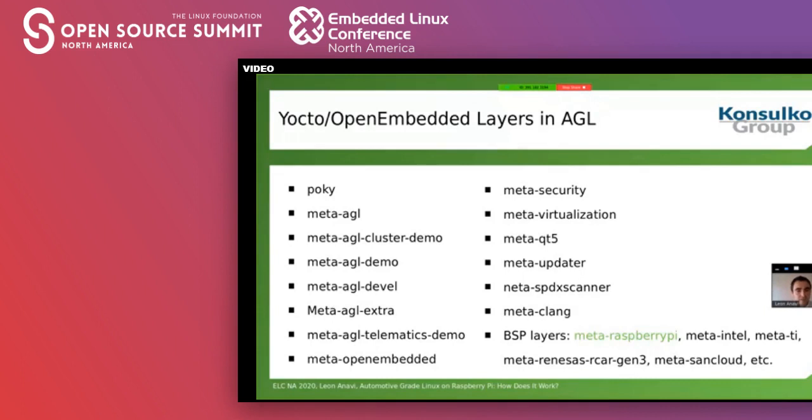Meta-update, something that I've mentioned before, is required for the software over-the-air updates with libostree and Aktualizr. And meta-qt5 is required for compiling and running the default demo graphical user interface.